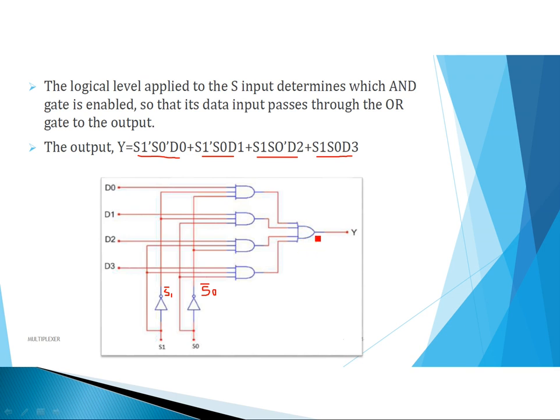a 4 input OR gate, and the output Y equals S1 bar S0 bar D0 plus S1 bar S0 D1 plus S1 S0 bar D2 plus S1 S0 D3. So this is how we can draw the logic diagram for this 4:1 multiplexer.